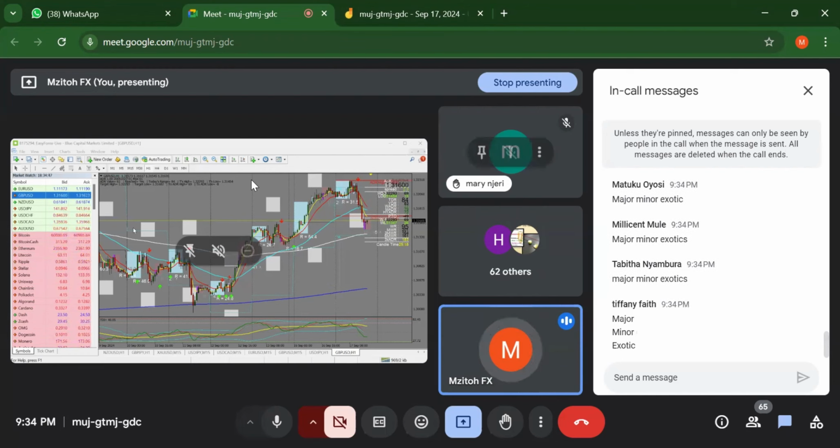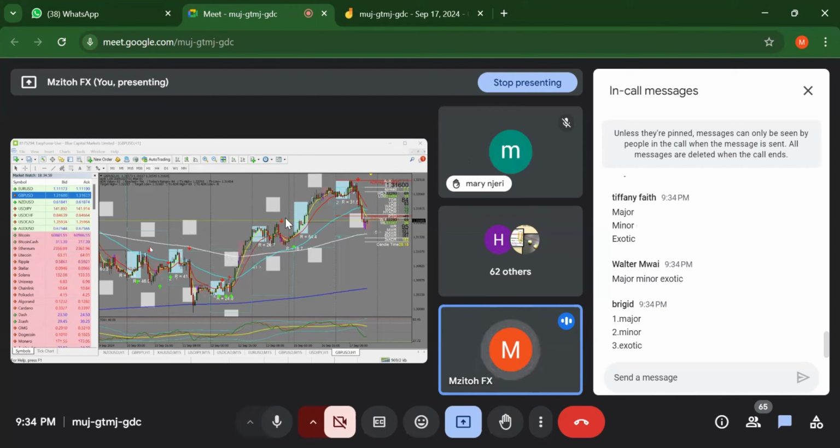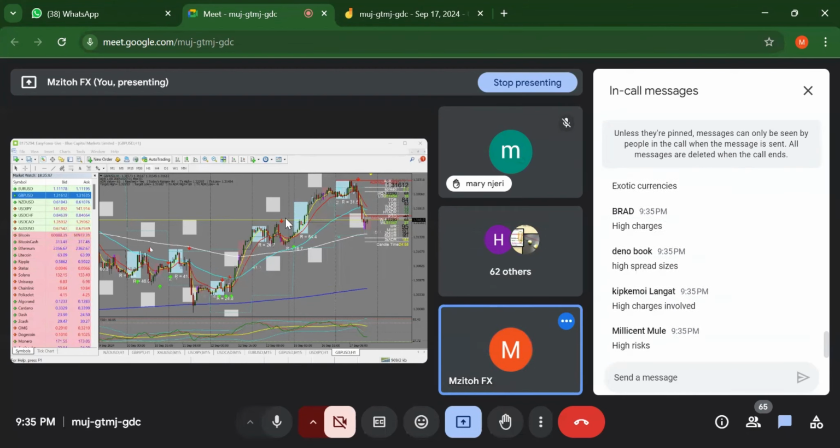The second last question: why don't we consider trading the exotic pairs? Why do we not consider trading exotic pairs? The reason as to why we don't trade exotic pairs. High charges, high spread sizes. Spread is a deep term, but I believe we will get there in terminologies.